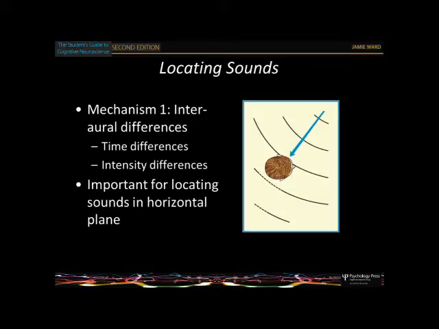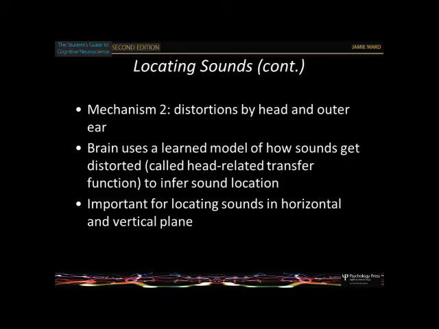But this is okay only for figuring out where sounds are in the horizontal plane. How do you know where a sound is in terms of up and down, for instance? This is much harder to do. In fact, it's not really possible using these cues. Another mechanism that you have, which is used both for horizontal and for up and down, is to figure out how sounds get distorted by the shape of your head and your outer ear.